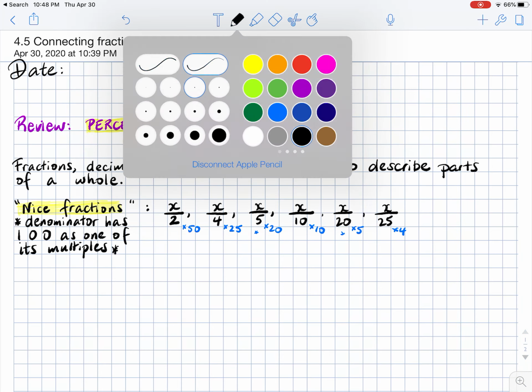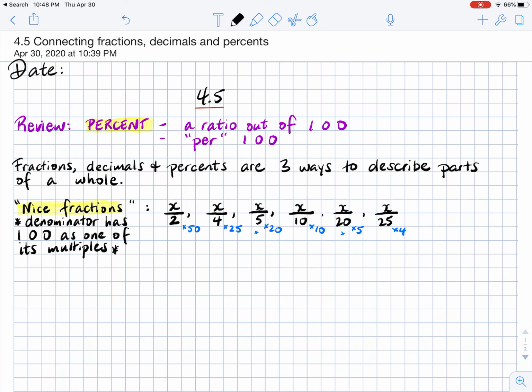I know it has to be 4 times. And then x over 25, I know that my last one, I believe, will be x over 50. So anything over 50, that's more of a straightforward conversion. 50 times 2 will give me 100.